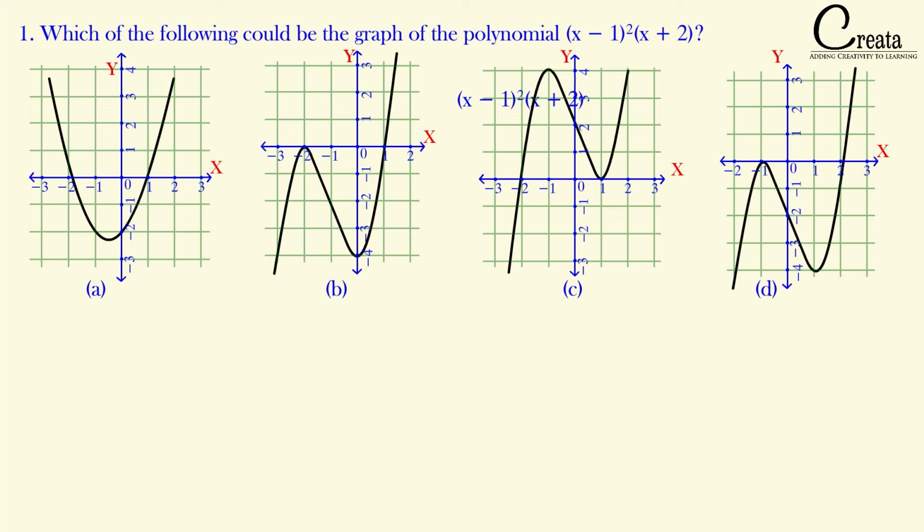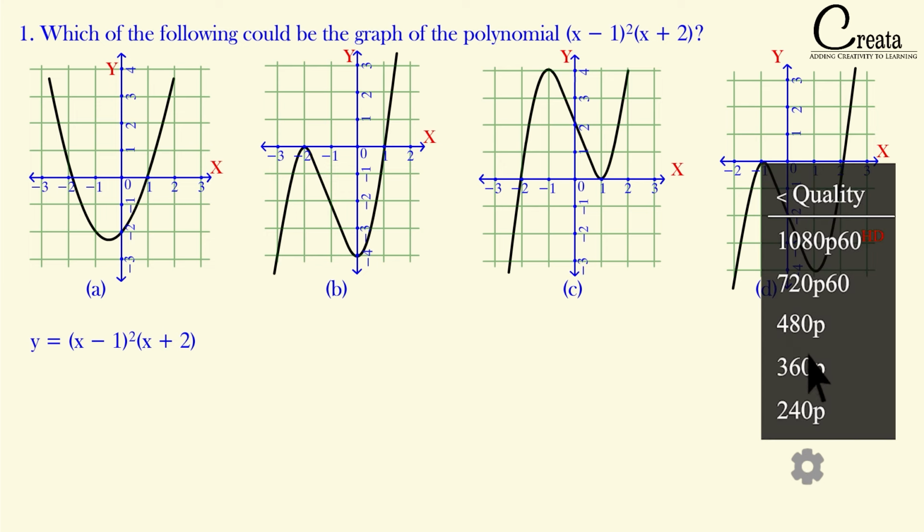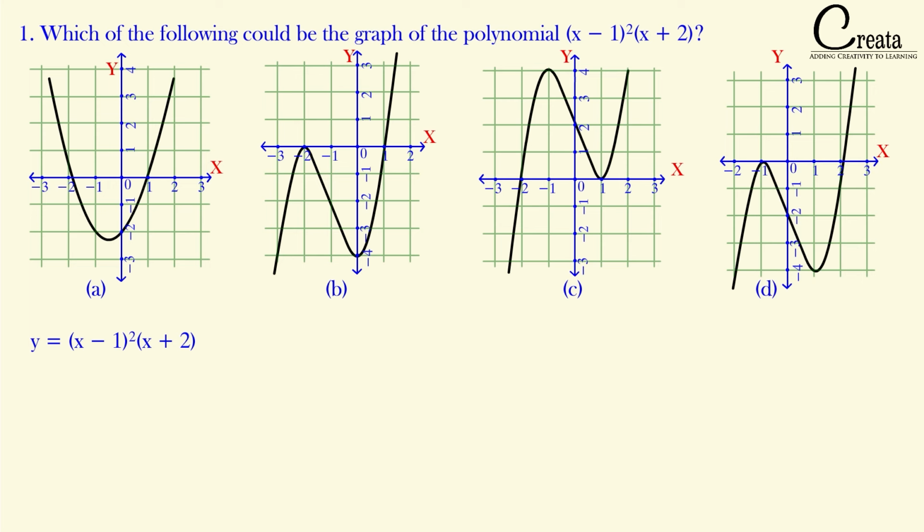So let's equate it with y. y is equal to (x minus 1) whole square into (x plus 2). Here we will put different values of x and we will get the value of y, and we will check which of the 4 graphs is satisfying our values. For example, we will put x equal to 0, then x equal to 1 or minus 1, x equal to 2, minus 2, different values, and we will match those values with the graph. Let's see how we proceed.